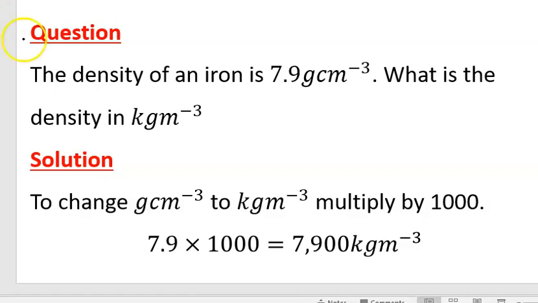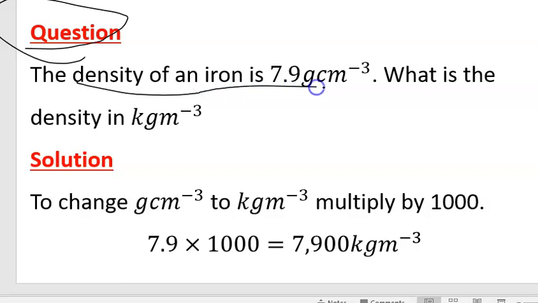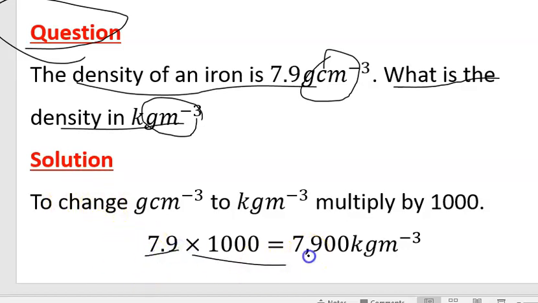Further, I'm providing the third question, and it says that you are given the density of iron to be 7.9 grams per cubic centimeters. The question is asking, what is this density expressed in kilogram per cubic meters? So what you realize is that here we want to change grams per cubic centimeters to kilogram per cubic meters. To do that, we have already said that we have to multiply by 1,000. Therefore, I'll take 7.9 multiplied by 1,000, which gives me 7,900 kilogram per cubic meters.